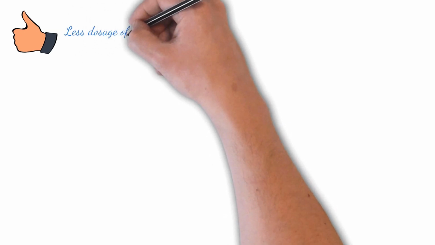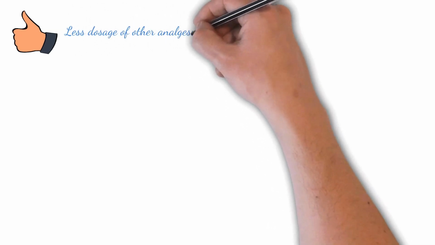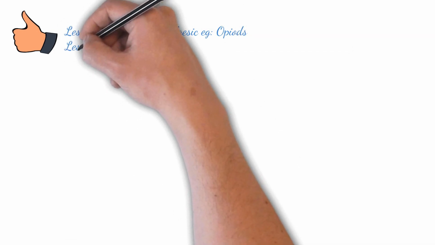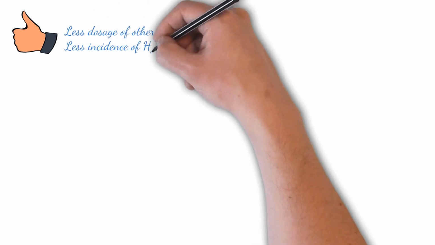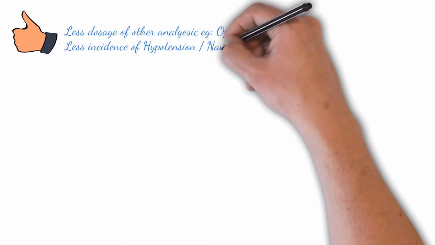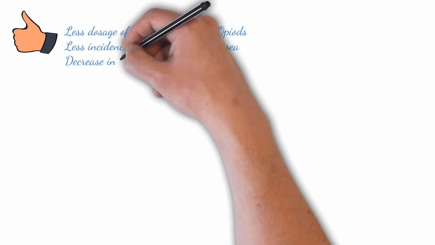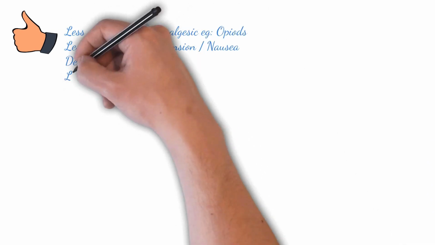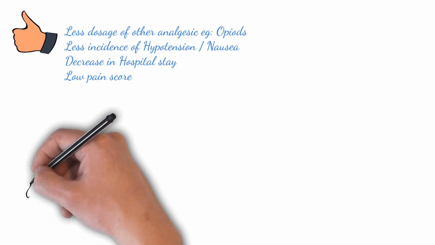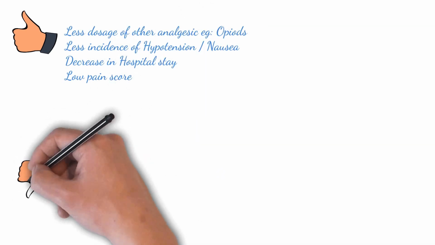Now what are the advantages of using the lumbar plexus block? A lower dosage of other analgesic agents, such as opioids, is needed. There is less incidence of nausea and hypotension. There is a decrease in hospital stay and low pain scores. The patient is pain free.